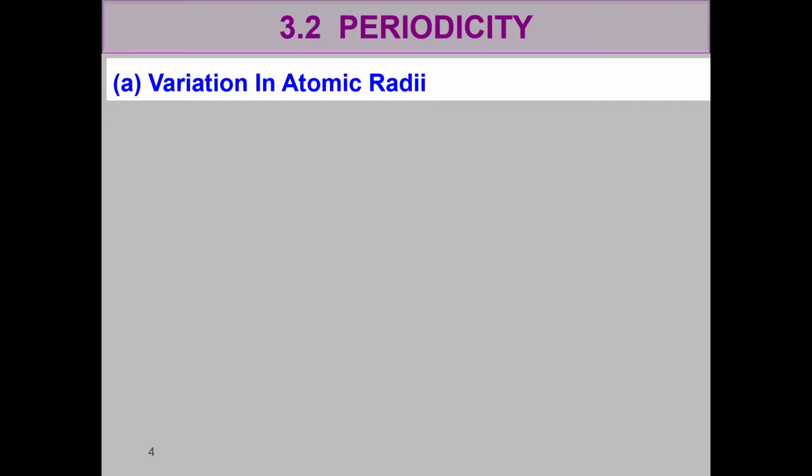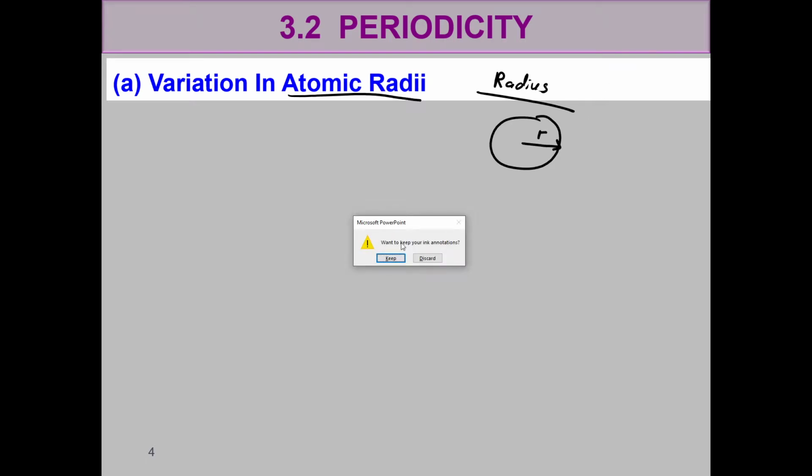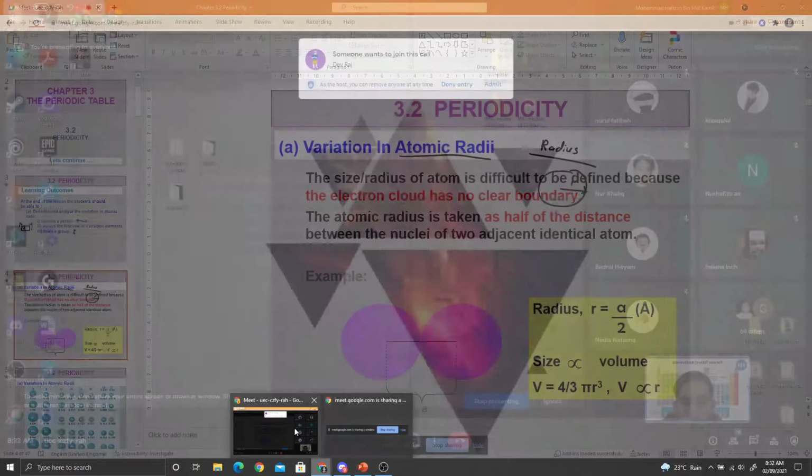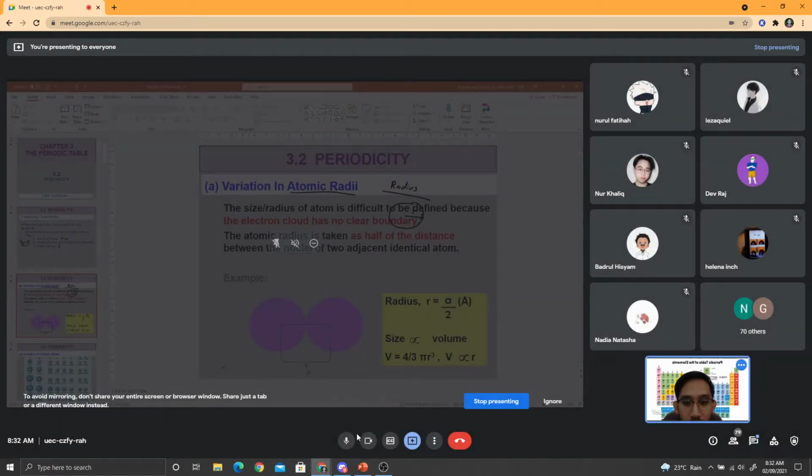So first and foremost, we look at the variation in atomic radii. So what is atomic radii? Radii is the plural of radius. You learned radius in mathematics, right? It is from the center to the circumference of the atom. In this, we imagine that every single atom is round in shape.